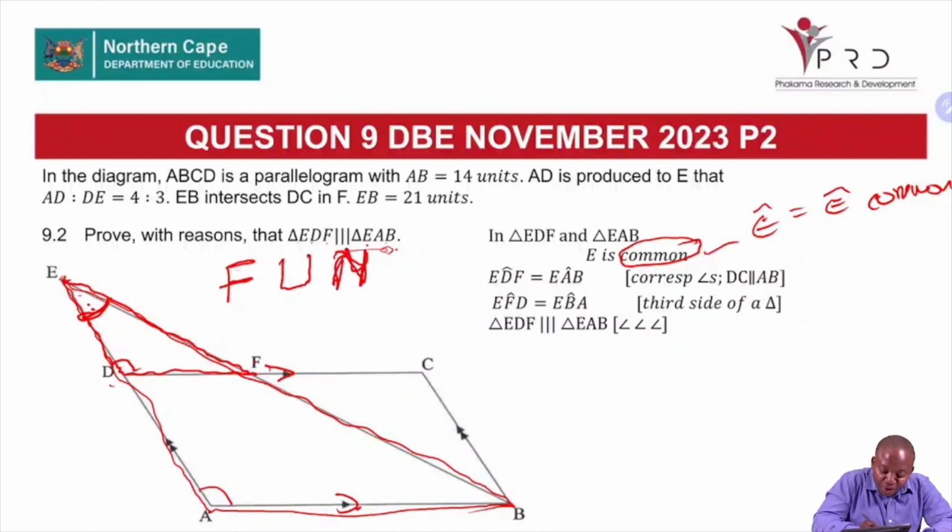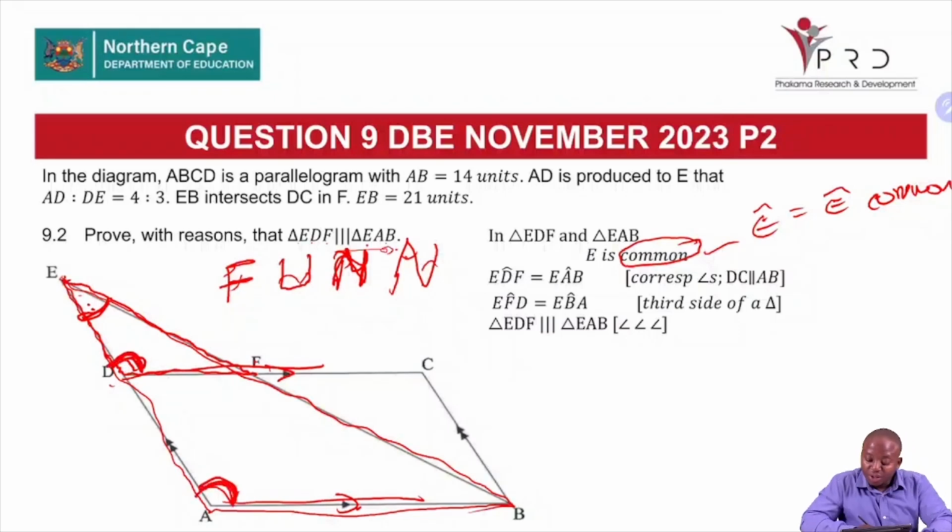When you have FUN, we look for corresponding angles, co-interior, and we write Z for alternate. What we see now is that these two are parallel. Then we can see that this is corresponding with that side. That's why we say we are having FUN in this case. So angle EDF, which is this angle, is equals to angle EAB. Why? Corresponding angles, because DC is parallel to AB. That's what we're told initially.